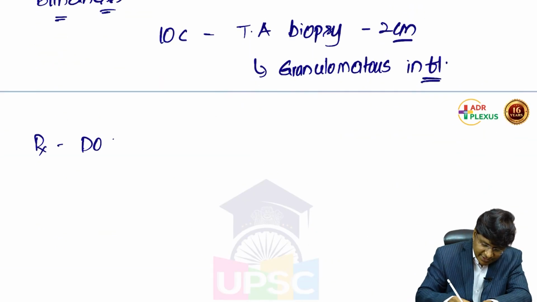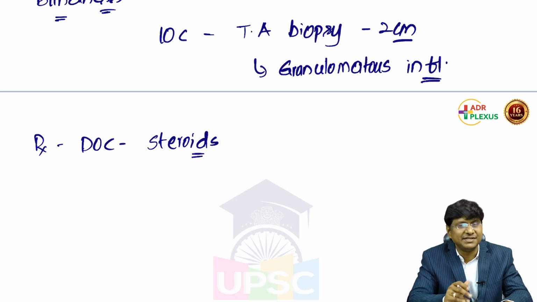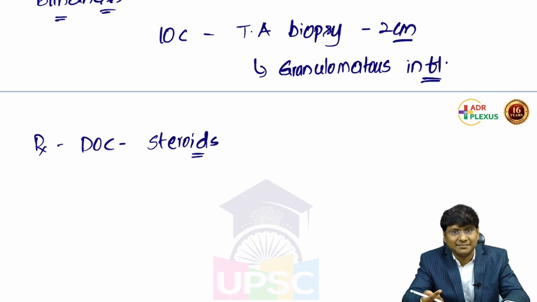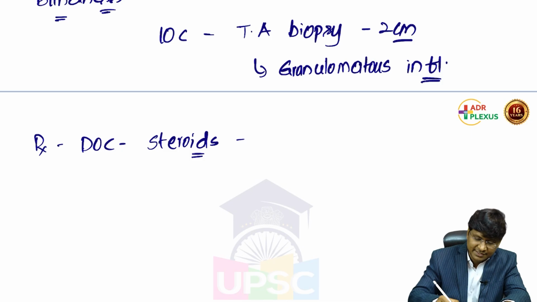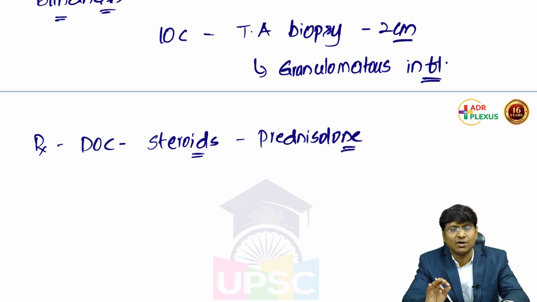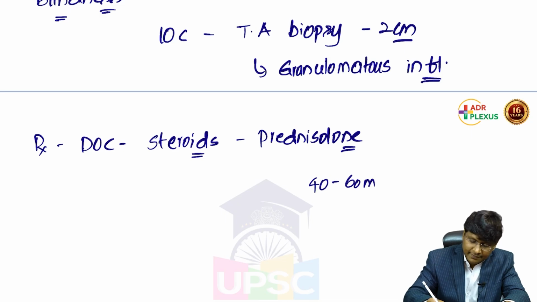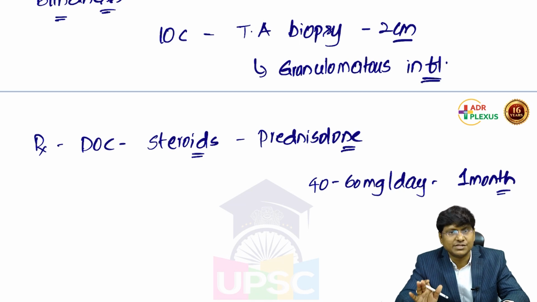Then what exactly is the treatment? The drug of choice in these individuals is high dose steroids, which will reduce the inflammation. Polymyalgia rheumatica also gets reduced when you give this steroid. The steroid we give is prednisolone, and the dosage in giant cell arteritis is around 40 to 60 milligrams per day. This should be given for almost 1 month, and then gradually you need to taper and then stop. That is about the dosage of the steroids.